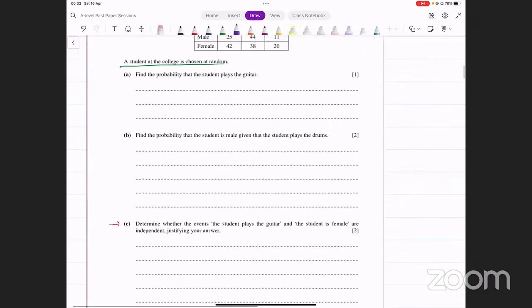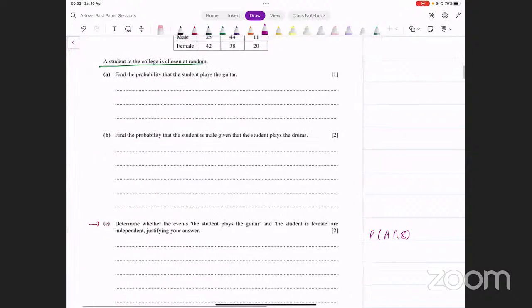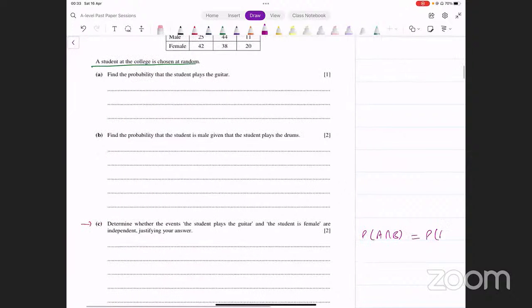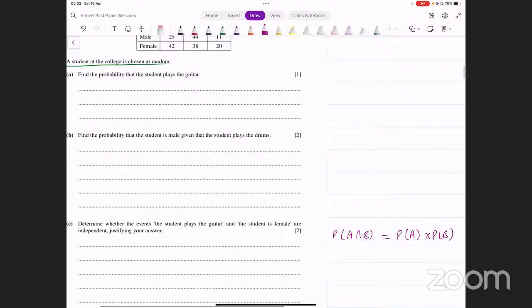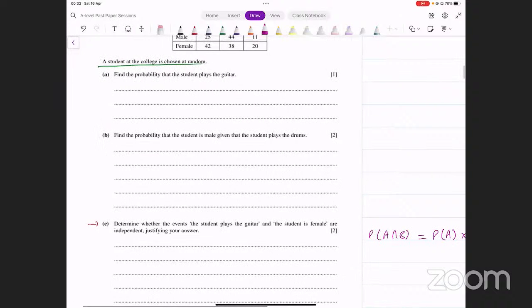In the third part, it says determine whether the events the student plays the guitar and the student is female are independent. What is the condition for independent events? Let me write that down here. If 2 events A and B are independent, probability of A intersection B should be equal to probability of A times probability of B. You have to check this in this context.